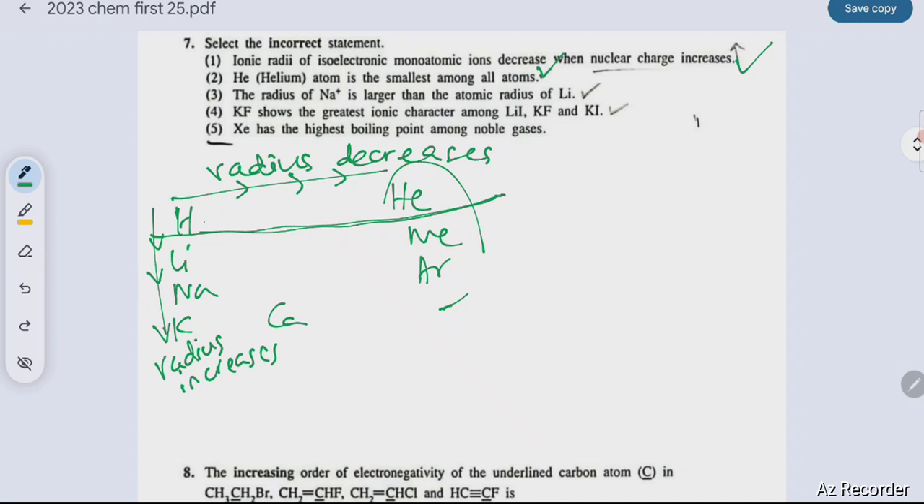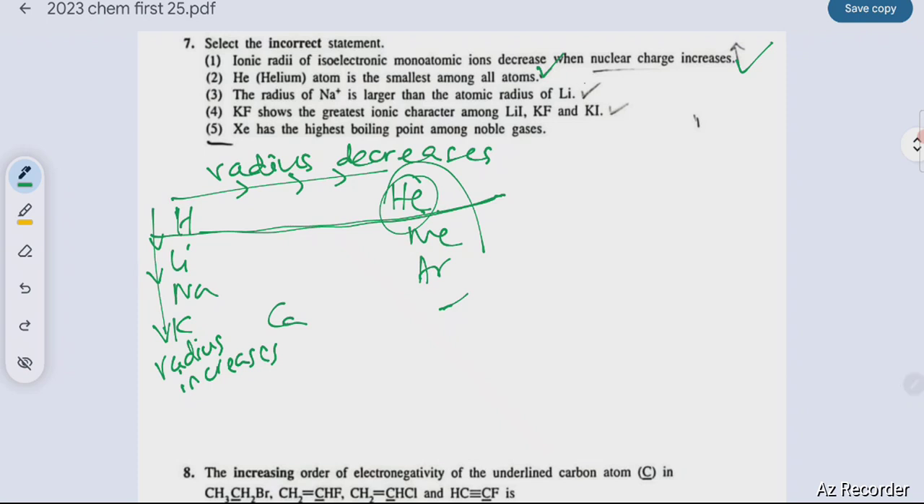Then out of hydrogen and helium, helium has the lowest radius, because across a period the radius decreases due to the increase in nuclear charge. So the second one is correct. Helium is the smallest among all atoms. Next, the radius of sodium plus is larger than the atomic radius of lithium.